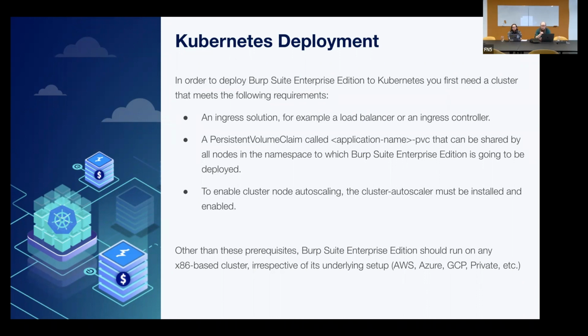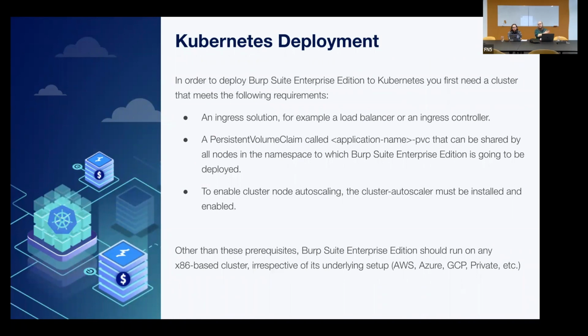So some kind of ingress solution, that's going to be a load balancer or an ingress controller. We'll need a persistent volume claim, application-PVC. That needs to be shared by all the nodes in the namespace to which enterprise is deployed. And then for the auto-scaling component that we mentioned earlier, the cluster autoscaler must be installed.